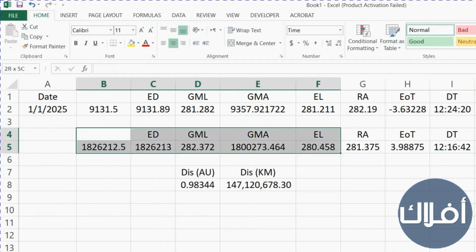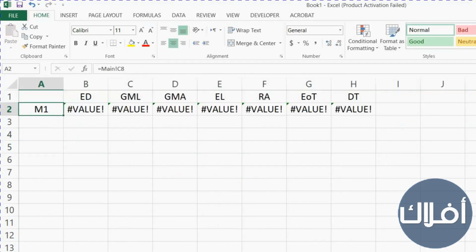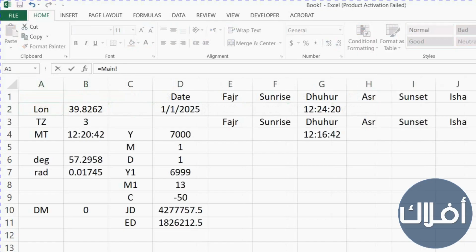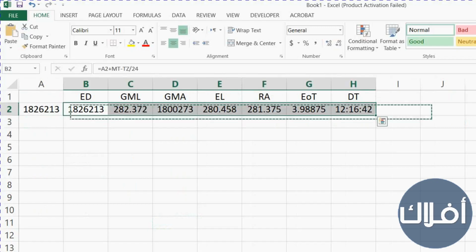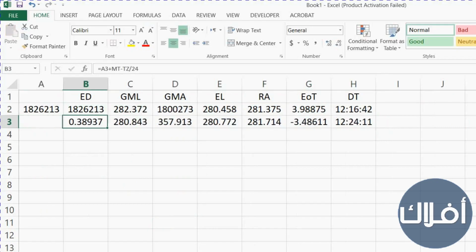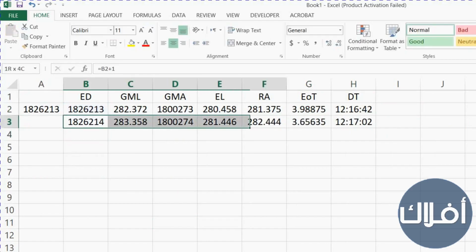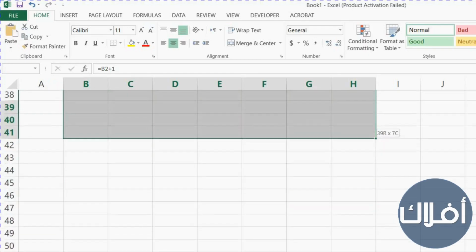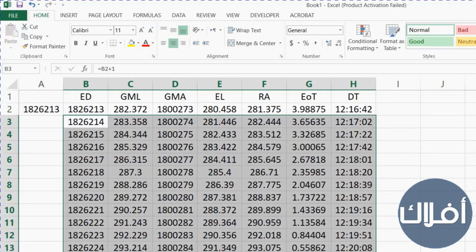Now, if we keep the year 7000, what we will do is copy these cells and paste them on a new Excel sheet, but we'll change this to be equivalent to 1st of January, year 7000. And then we will copy these cells. The first line is 1st of January, so we want this to be 2nd of January, so we'll add 1 to this. And then we will copy this row and paste it for 365 days. So these are the values for the full year of the year 7000.